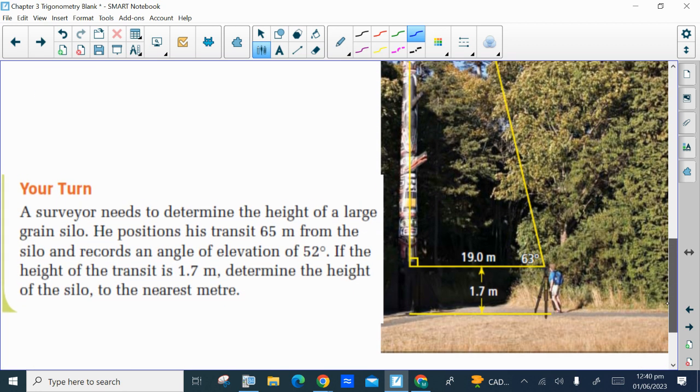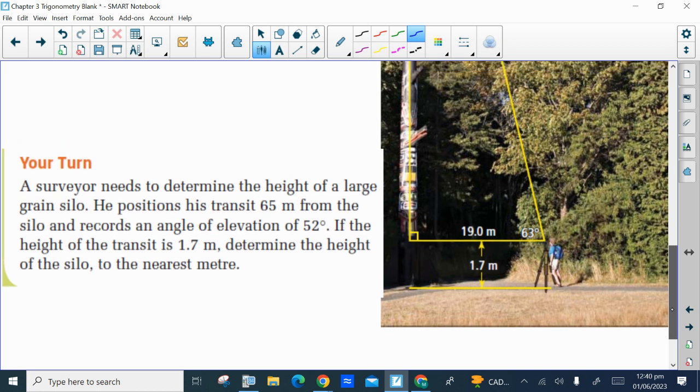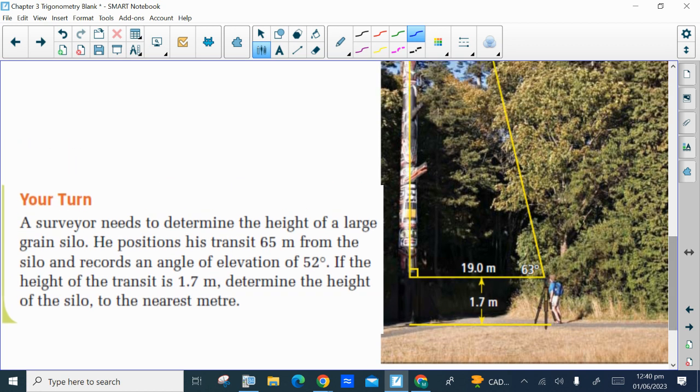So we've got the diagram there and it's labeled for us. Okay, so the totem pole goes all the way down to the bottom, to the ground. So the transit is 1.7 meters. So whatever we get for h, the height of the triangle, we're going to have to add the 1.7 meters onto it to get the entire height of the totem pole.